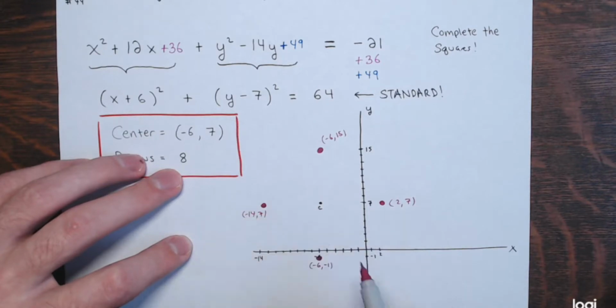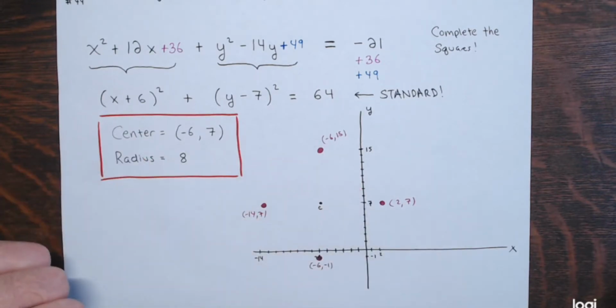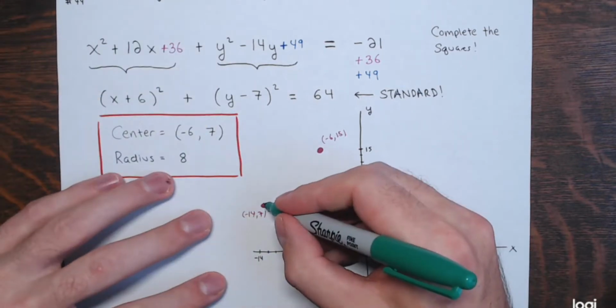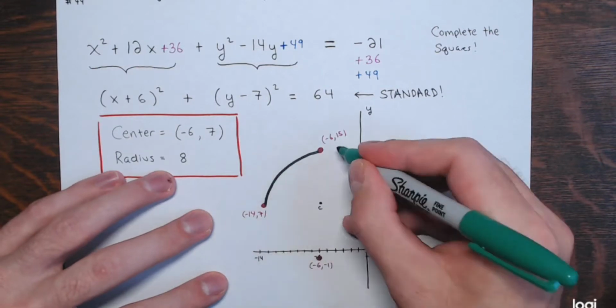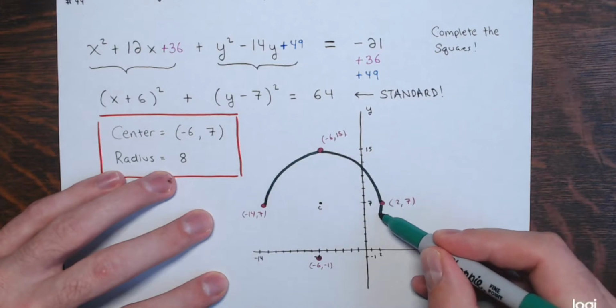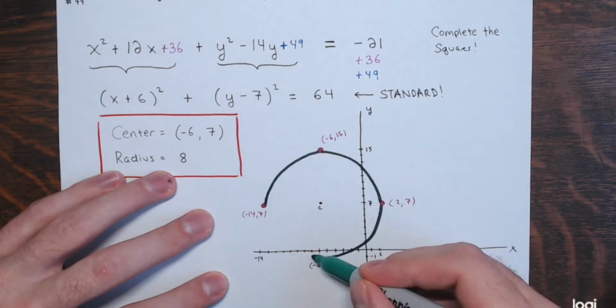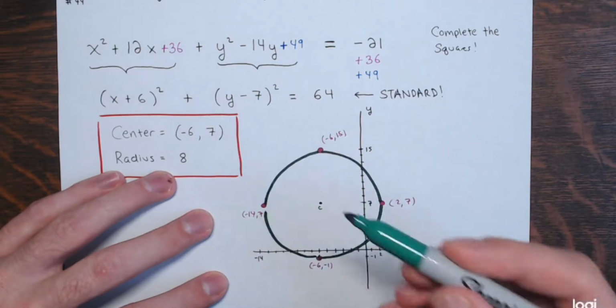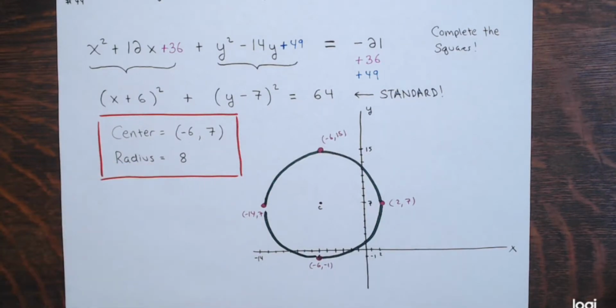And again, you can put all these x and y values into the equation that we were given and see if it makes a true statement. It should. And then I draw in a rough sketch of the circle. And again, this isn't going to be great, but something like that. That's reasonably circular.